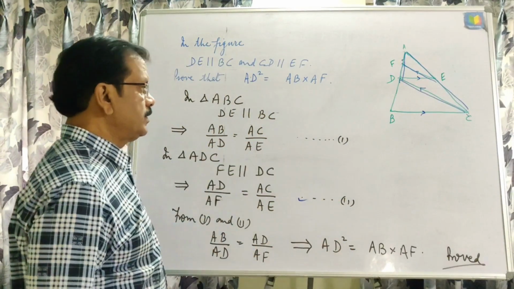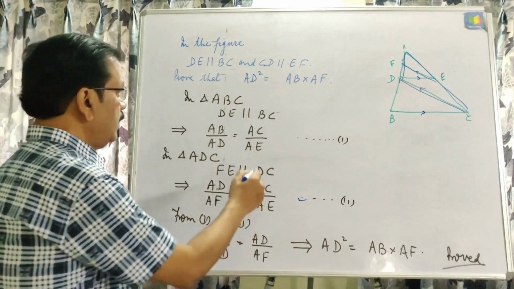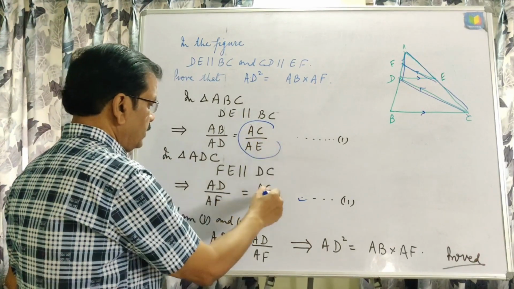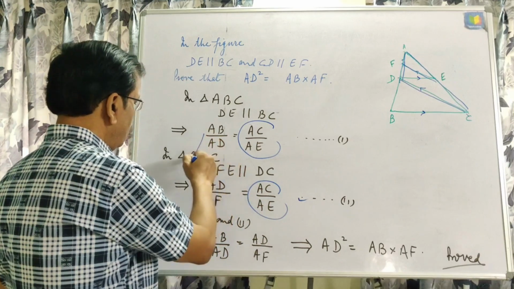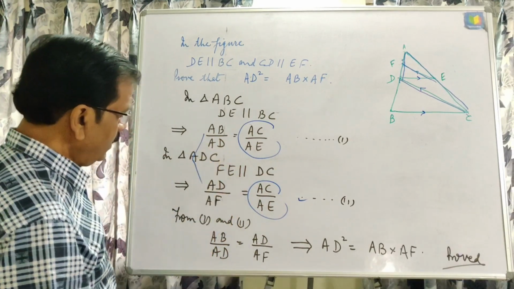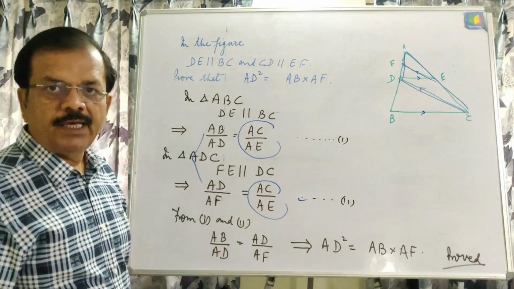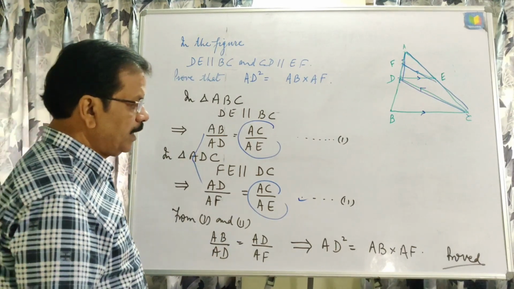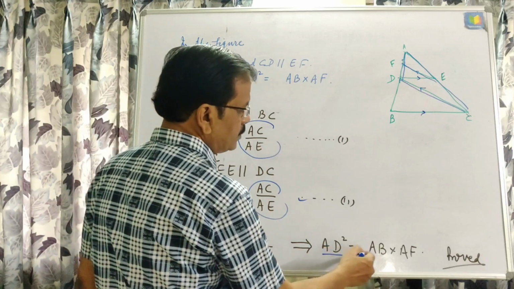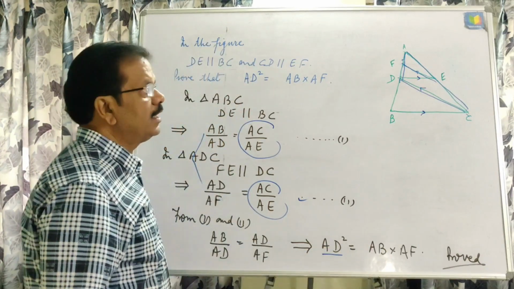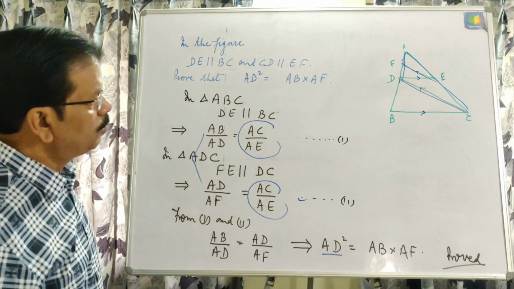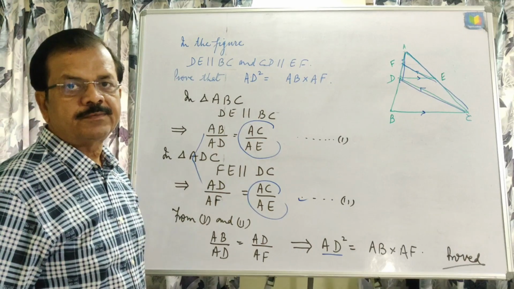This is the second equation. You can see here that the right hand side is the same, so we can compare the left hand side, and AB upon AD is equal to AD upon AF. So by cross multiplication we are getting AD square is equal to AB into AF, which is what we have to prove. Now next question.